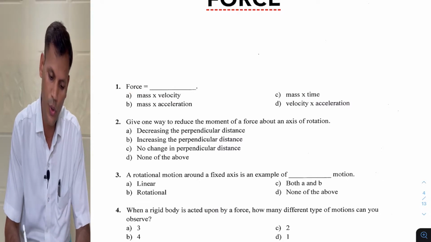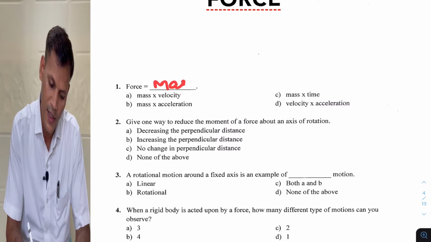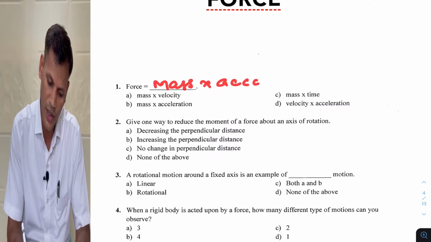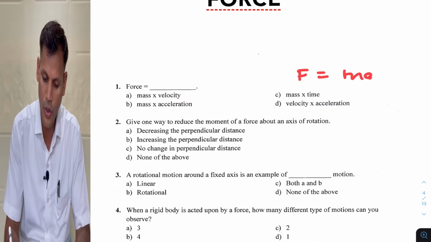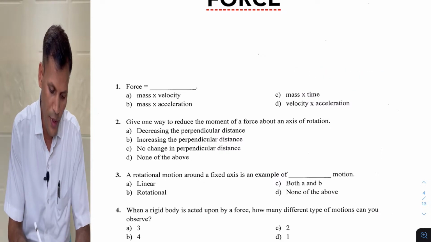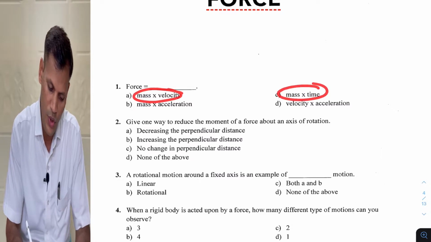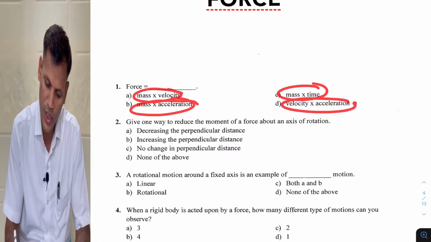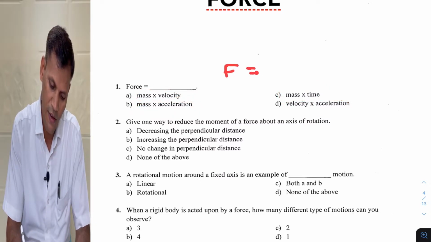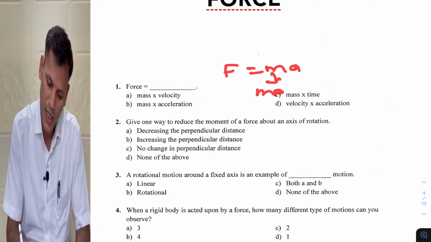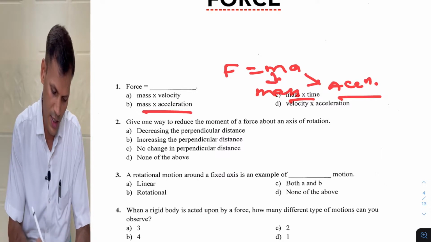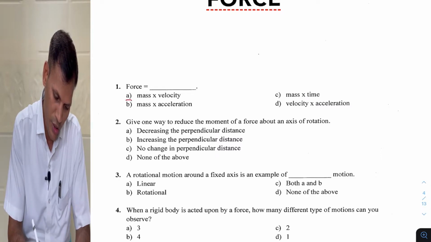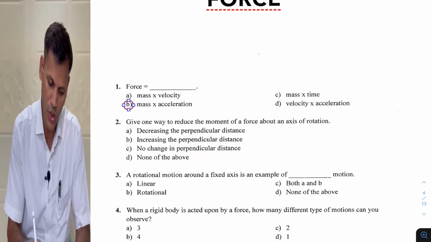What is the first question? Force is equal to... so we know force is equal to mass into acceleration, right? F is equal to ma. So options are given: mass into velocity, mass into time, mass into acceleration, velocity into acceleration. Since F is ma, m is the mass and a is the acceleration, it will be option B. So we'll choose B as the correct option.